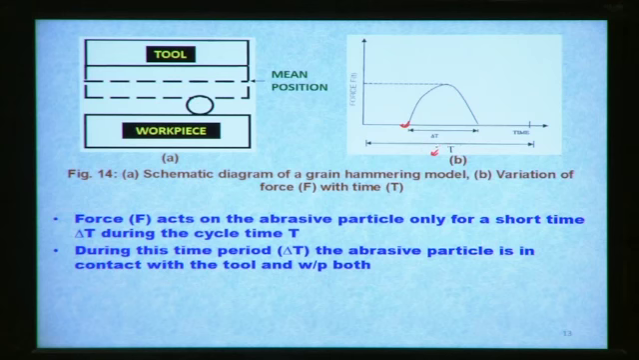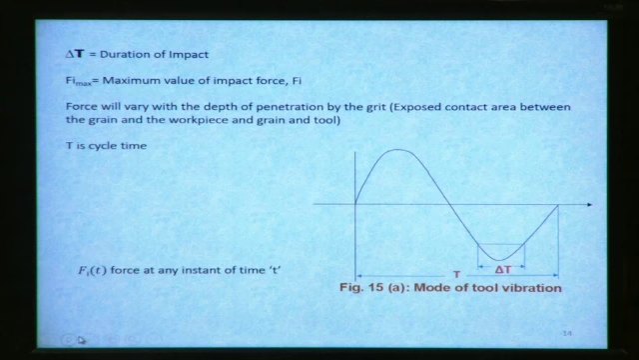This tool is in touch with the abrasive particle, and the abrasive particle is in touch with the workpiece as well as with the tool. Now the force will increase, then after that it will reduce to 0 for a delta time. Okay, so the force F acts on the abrasive particle only for a short time, del T, during the cycle time T. During this time period del T, the abrasive particle is in contact with both the tool and workpiece. Here del T is the duration of impact. So F_i max is the maximum value of this impact. Here also we are considering sinusoidal vibration of this tool.